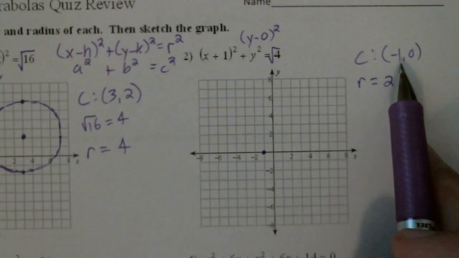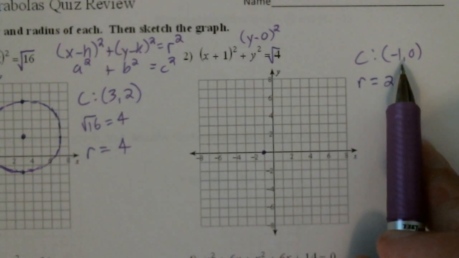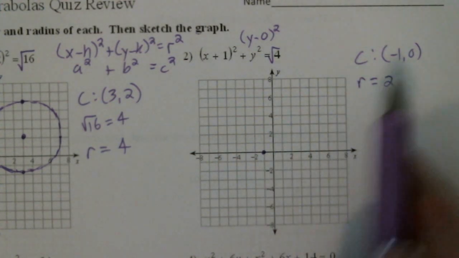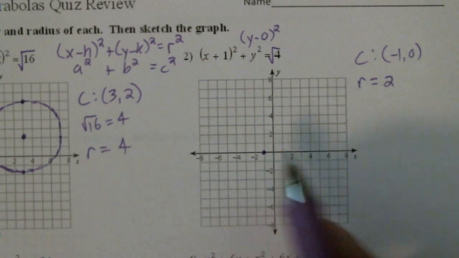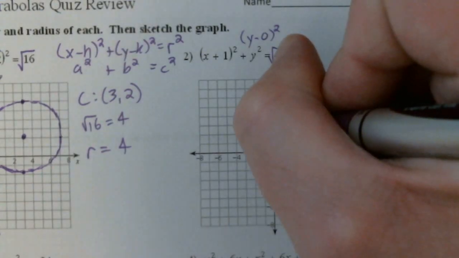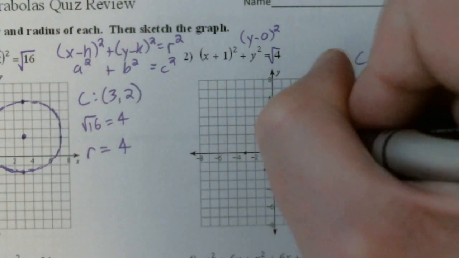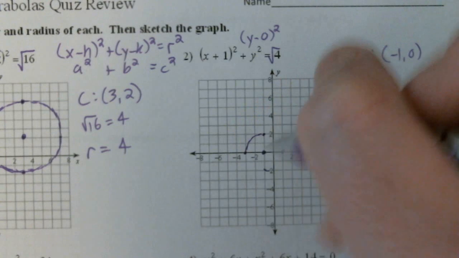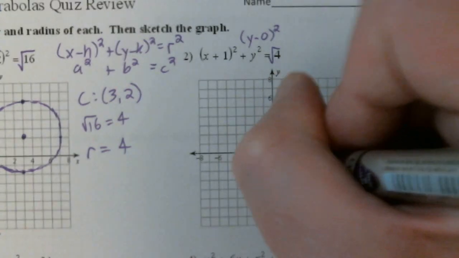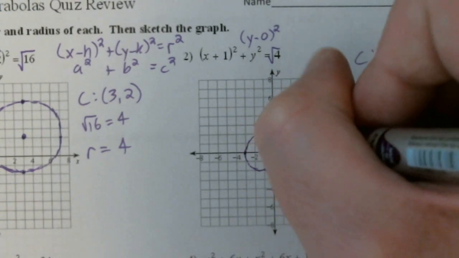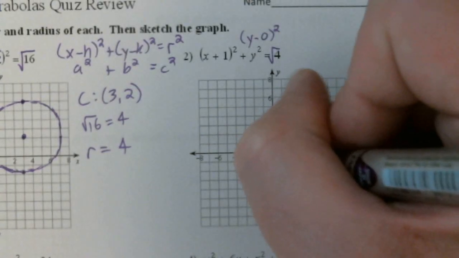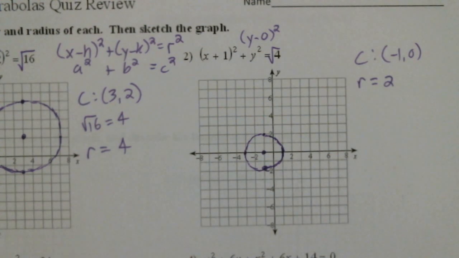Okay, take just a moment. When one of your h or k values is a 0, a lot of students will make that mistake and they'll plot 0, -1, so make sure you plot this correctly. My radius is 2, so I'll go up 2, left 2, down 2, right 2. And let's go ahead and try to graph that circle. Yeah, not my best. Alright, so that's 1 and 2.